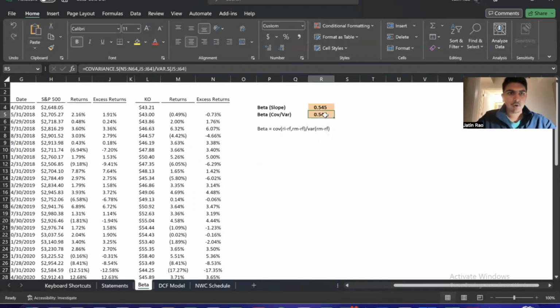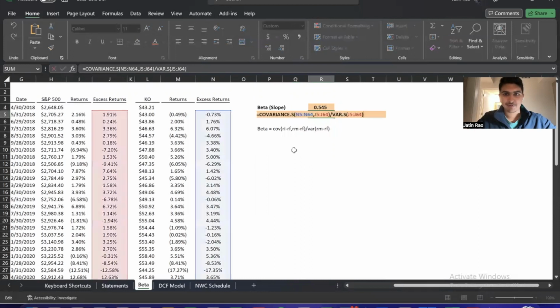So you'll notice that both equations get you to the same answer. For your own understanding, I might recommend using the slope formula, but honestly, it doesn't matter. They both get you the same answer. This is if you want to look cool and impress your friends and say, hey, I can use the covariance divided by variance formula to calculate the beta of a stock. That was very exciting, I know. You can use this formula or just use the slope formula.